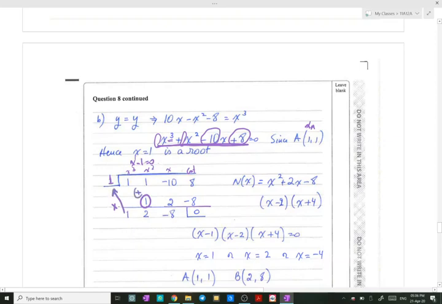Then you add 1 plus 1 is 2. You take the 2, you multiply it with the root, and then you put the answer under the minus 10, and you add, you get minus 8. Then you multiply minus 8 times 1 is minus 8, adding it's 0. This is the remainder. So since we already know that 1 is a root, therefore the remainder should be 0.